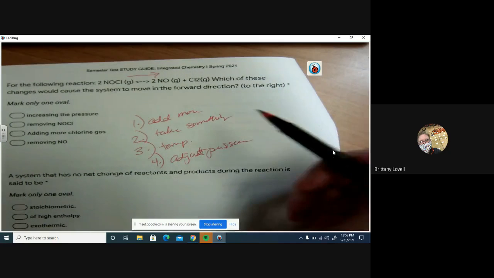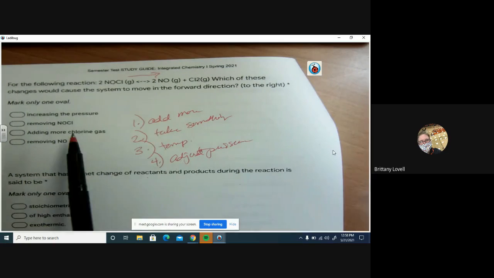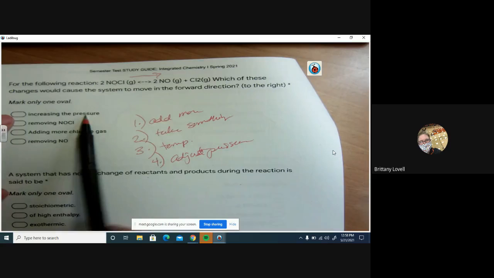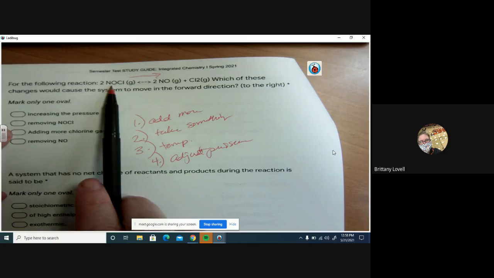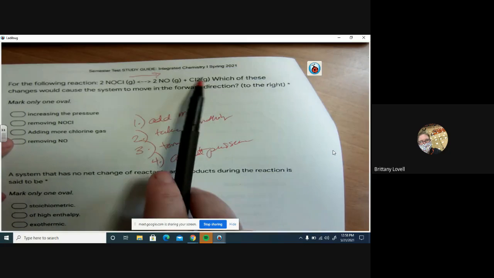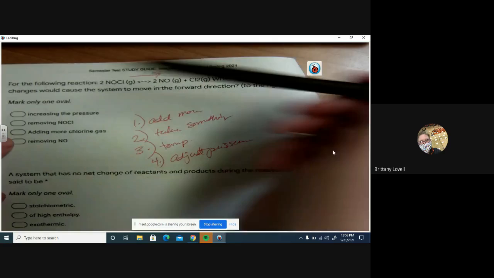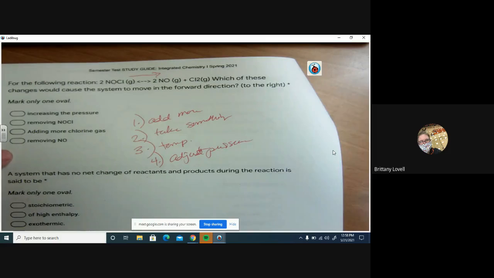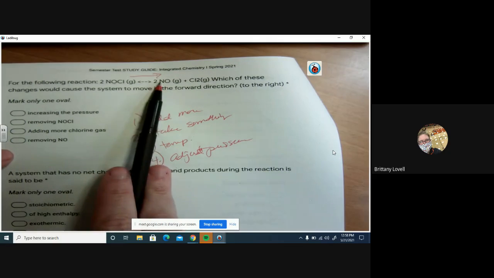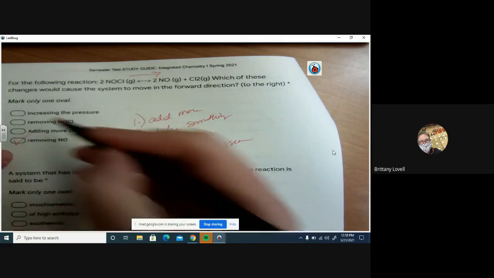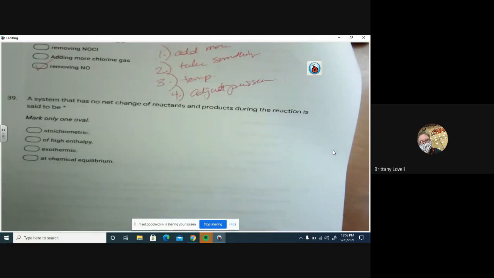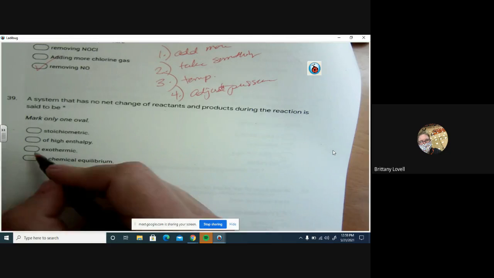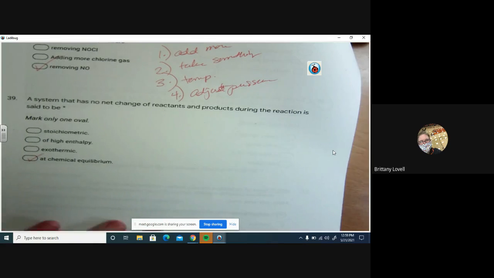So here we go. If we wanted to move this direction, we don't want to increase the pressure because that's going to make it go in the wrong direction. Do we want to take this out? No. Do you want to add more chlorine gas? If you put more chlorine gas on this side, it's just going to shove it that direction, so we don't want to do that. How about if we remove nitrogen monoxide? Yes, because if you remove it, it's going to have to make more. All right. 39, a system that has no net change of reactants and products during the reaction is said to be what? At equilibrium. Okay.